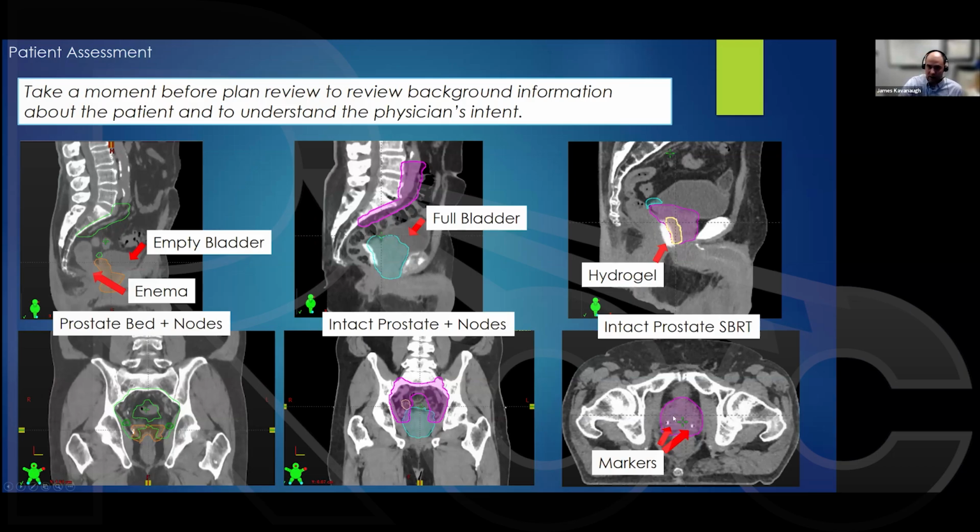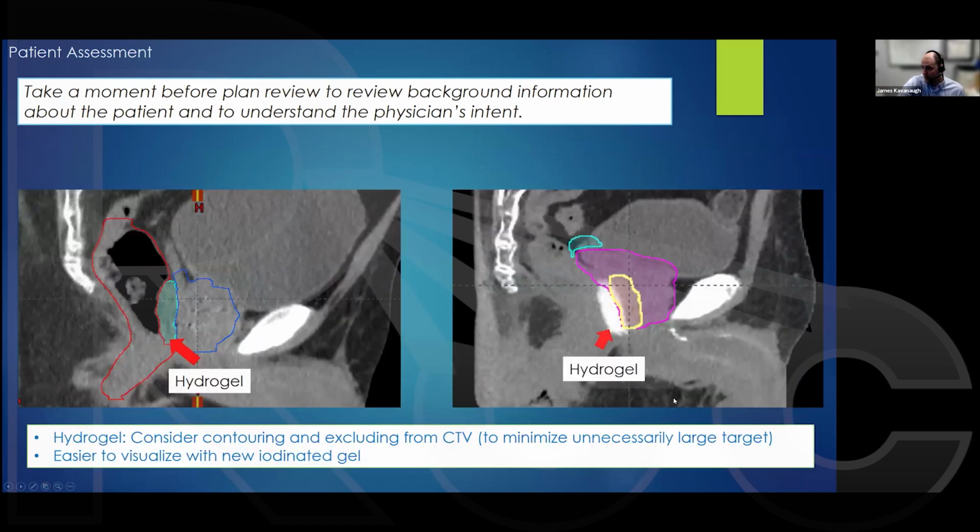Markers themselves, be cognizant of what they're made of. High density carbon is very visible. In the past, you may have had higher Z materials such as gold, which is great. You can see them, but they can cause some artifacts that you may have to deal with or also account for that density.